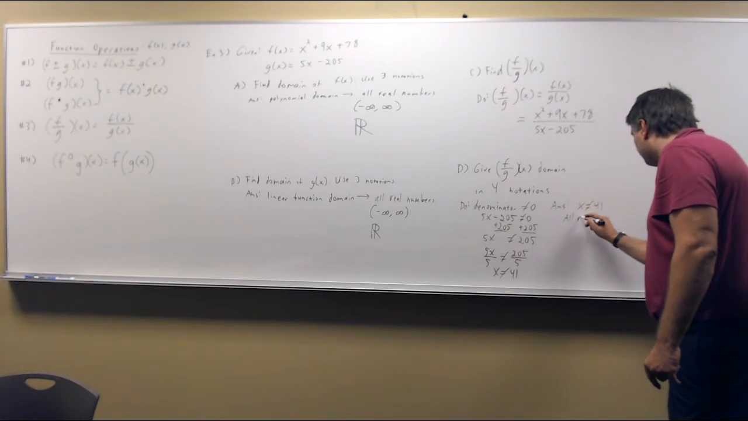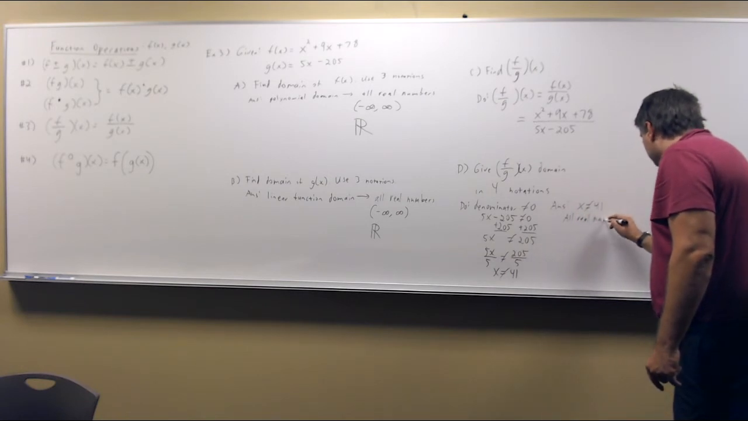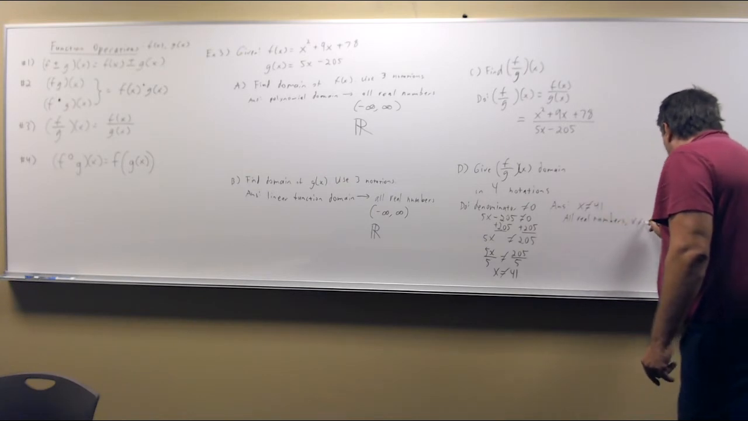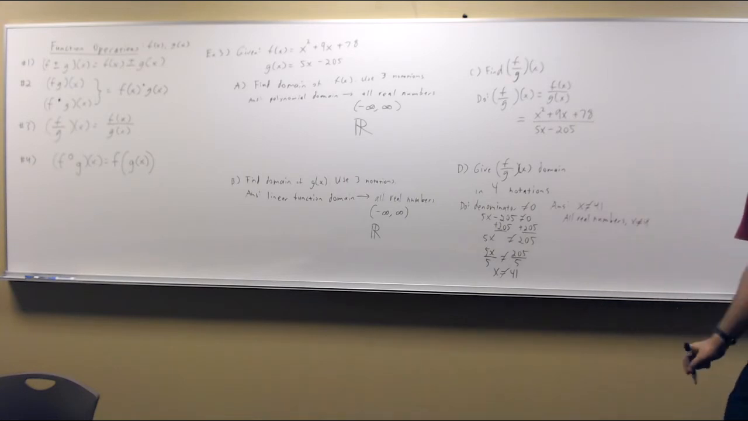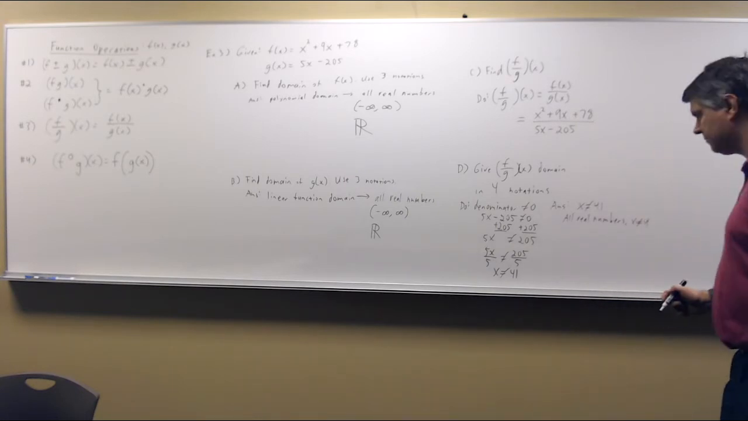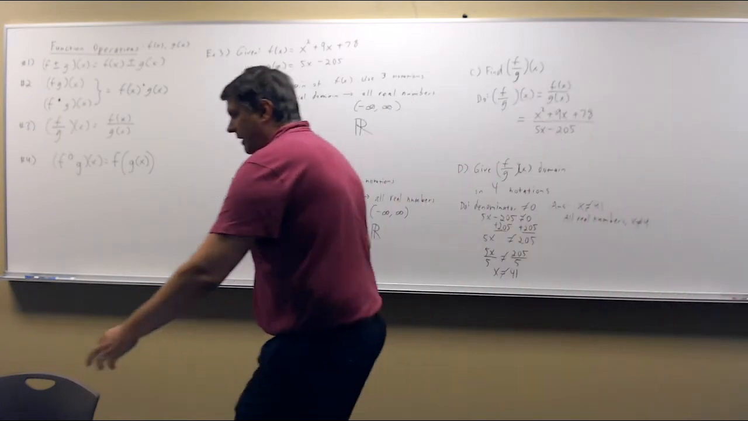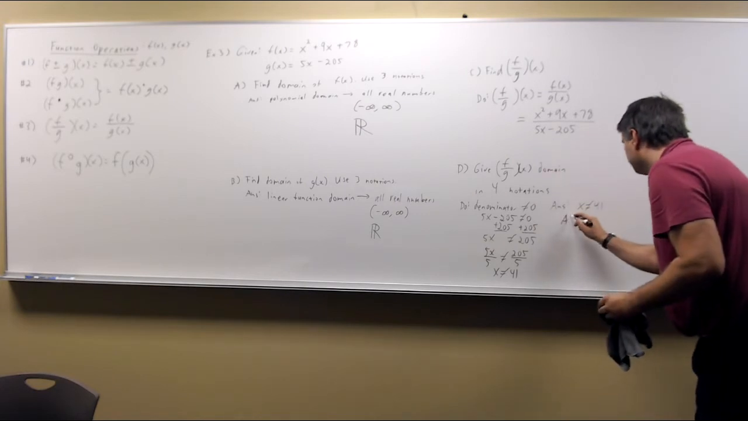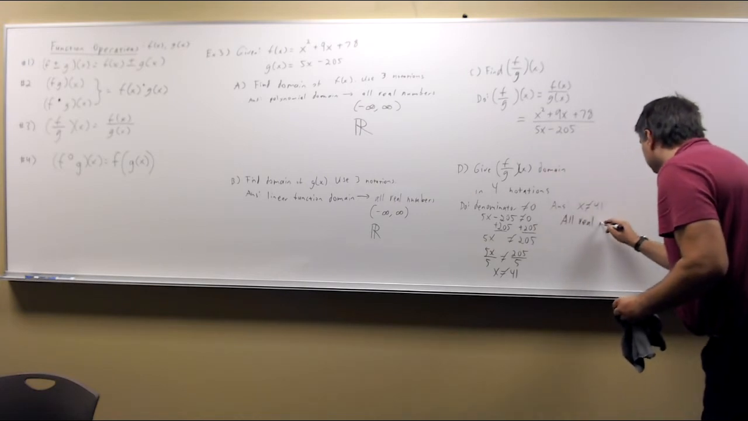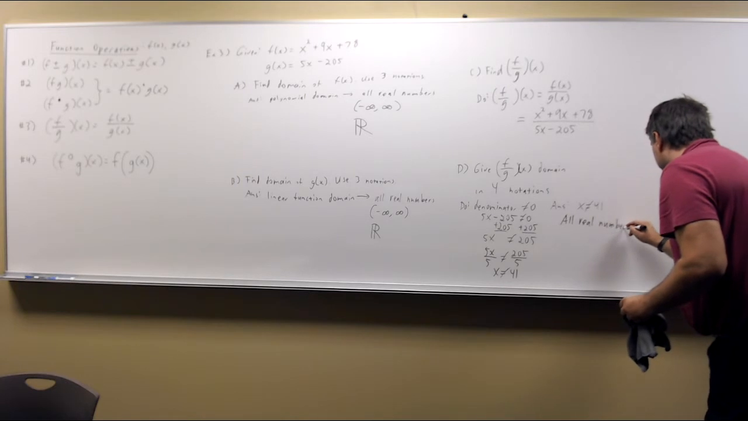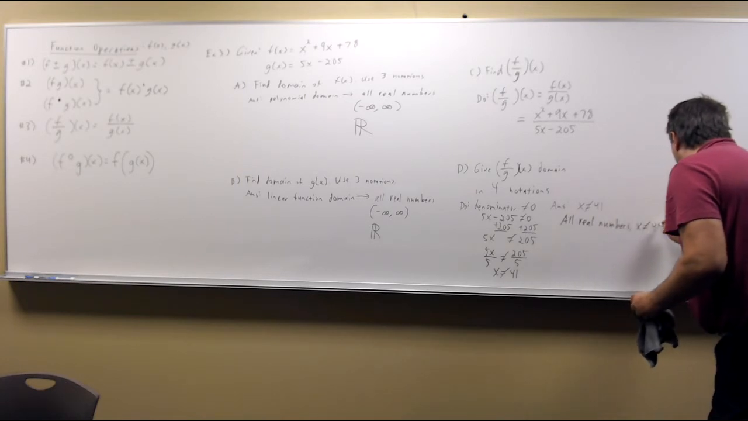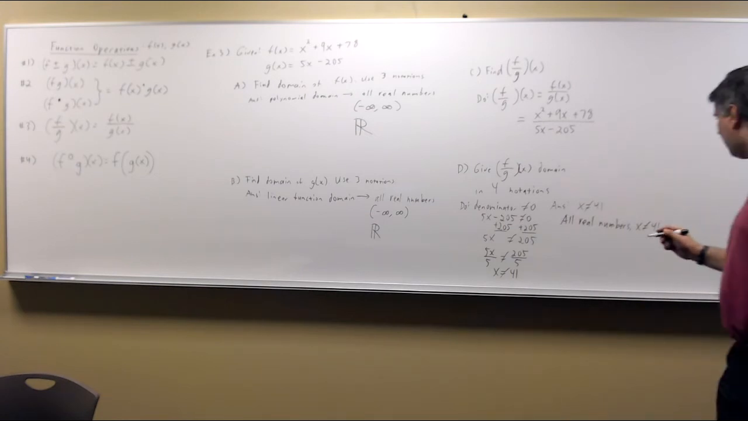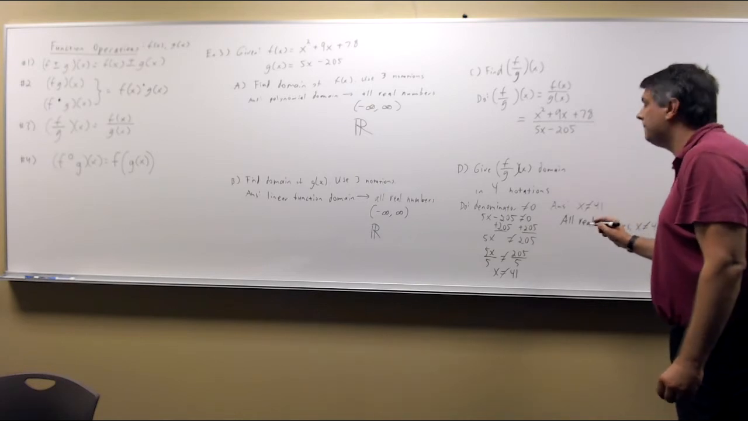Another one is all real numbers with the exclusion that x does not equal 41. Okay, that's another way that could be written. Okay. Try to write that larger. All real numbers with the exception that x does not equal 41. Okay, I got marker dust all over my face.